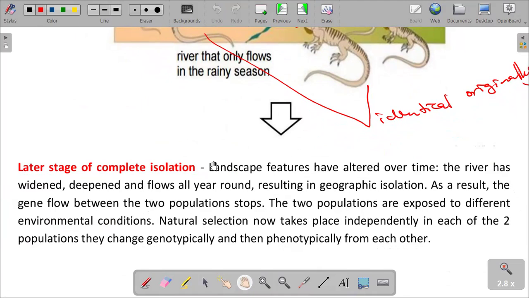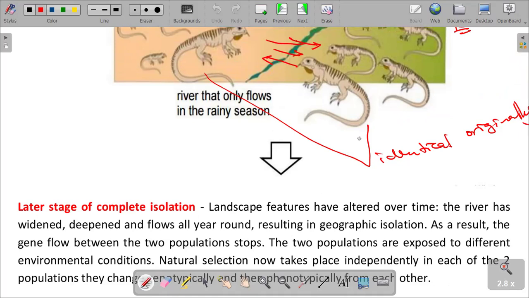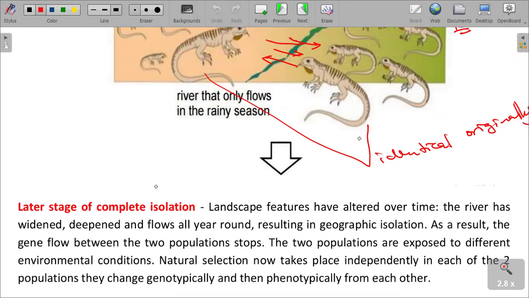We are talking about the later stage of complete isolation. Landscape features have altered over time; they changed, and the river widened. The river became bigger, deepened, and flows all year round, resulting in geographic isolation. That is the situation resulting in this. So the river became widened and deepened, and it started flowing all year round. Then it results in geographic isolation. As a result, the gene flow between the two populations stopped, because the two populations were separated.